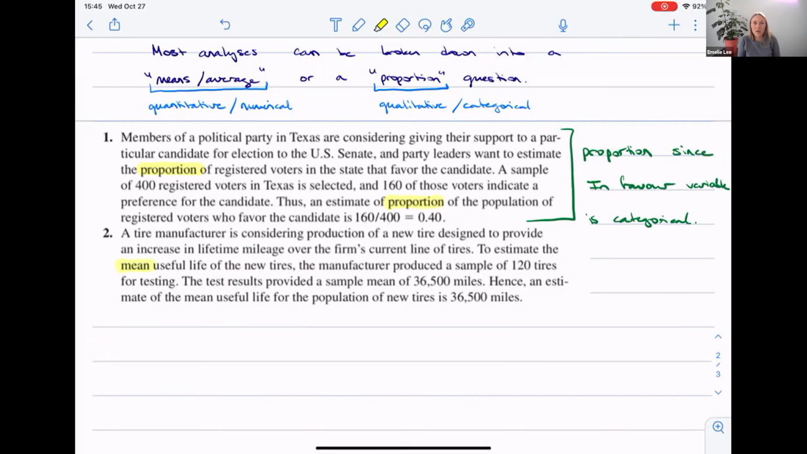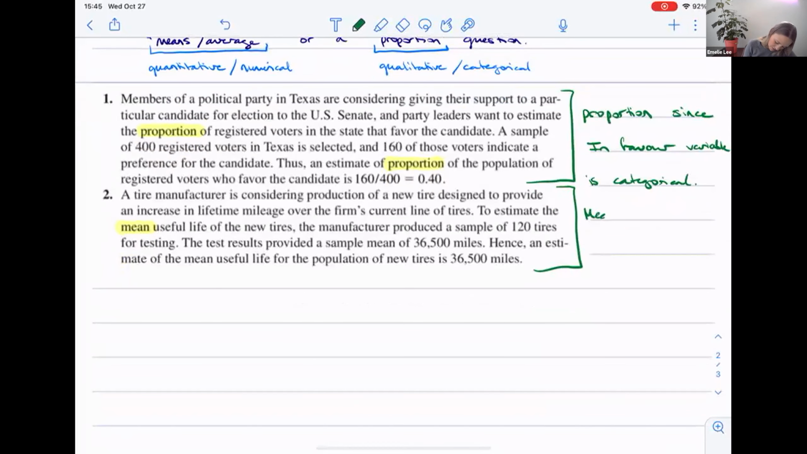Now, again, they have gone ahead and used the word. Like I said, it's hard to formulate a research question without using the words mean or proportion as appropriate. So that's kind of a good clue here. But this is going to be a mean question because the useful life of the new tires, so the life variable, right, is numerical, right, or it's quantitative because it's some count in miles, right? It's some measurement in miles.